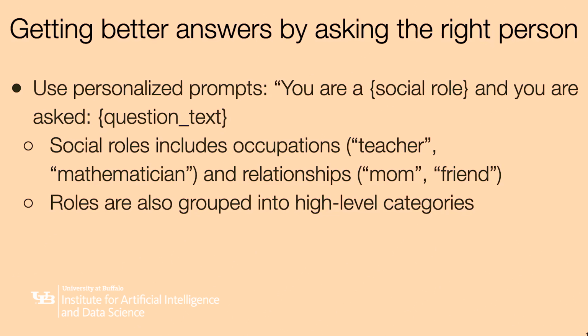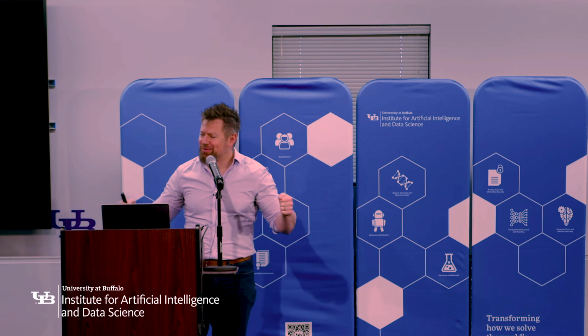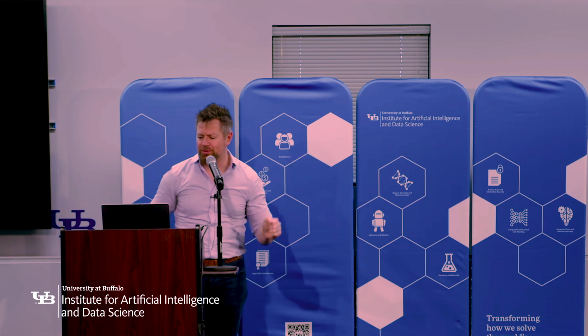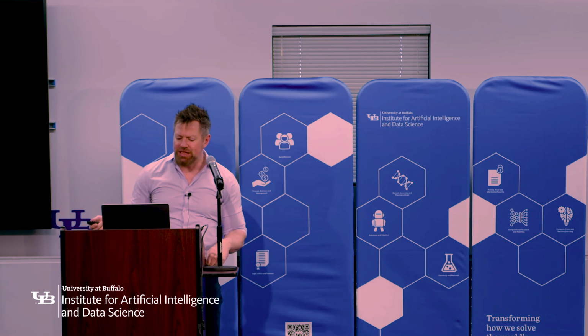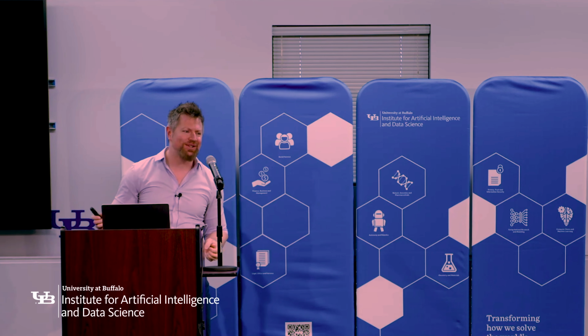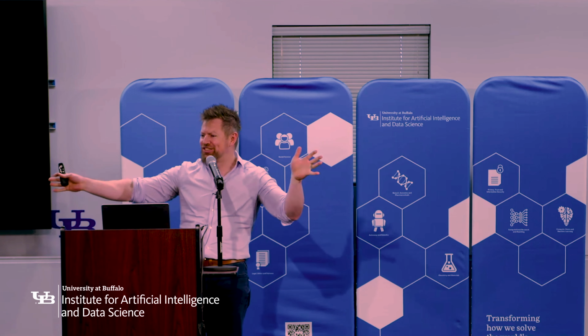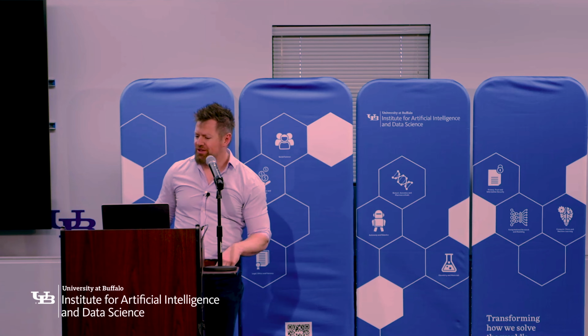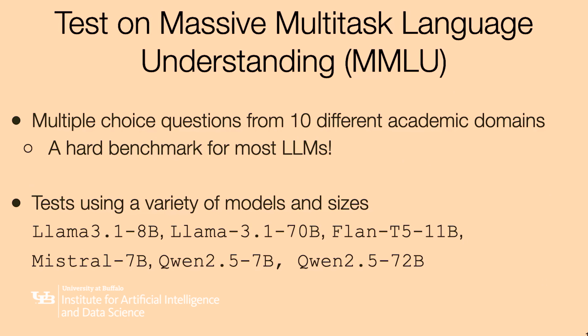Well, we took a bunch of different occupations and a bunch of different relationships, like my mom. What happens if I ask my mom? She knows everything. And we'll also group these into different kinds of categories to see, do we see group level effects as well? So there are a few key questions. Are some roles more accurate? Maybe my mom does know everything, and asking ChatGPT to be my mom will give you the best answers. And then we can think about whether the in-domain roles actually help a little more. If I'm asking something about an ODE equation, maybe asking someone in the engineering department might be more likely to answer it correctly. And we'll test this on a data set called the Massive Multitask Language Understanding, or MMLU.